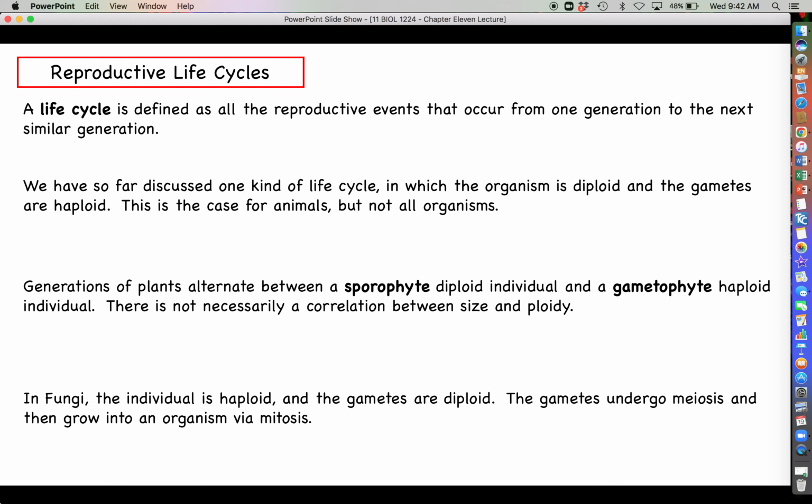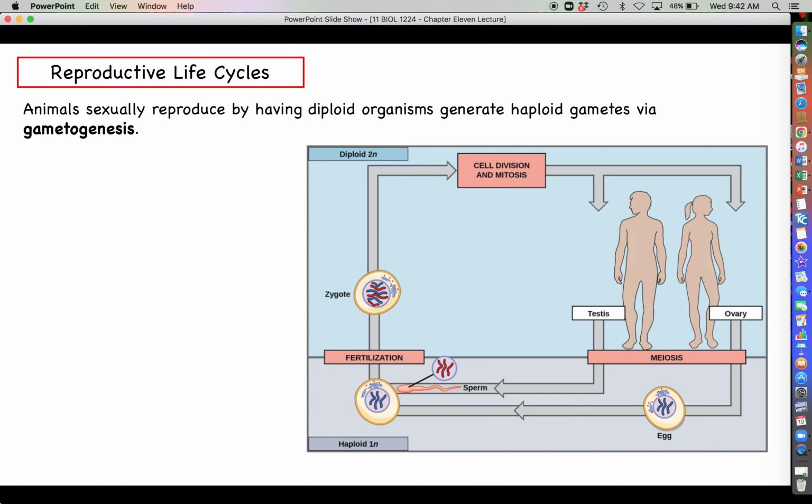So for both alternation of generation in plants and what we see here in fungi, we will see some illustrations that will help us better understand it in just a minute. Okay, so let's first start by talking about the more conventional animal life cycle, which we are more familiar with at this point.